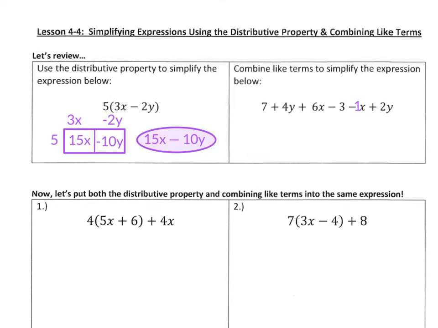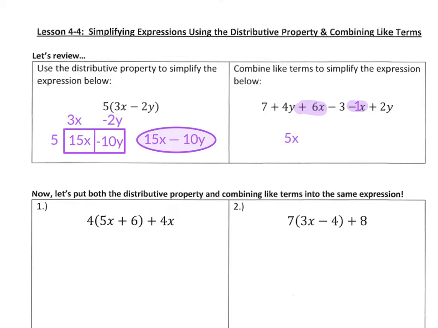There's no exponents. So I'm looking for my variables. X comes before y, so I'm going to start by highlighting my x variables, remembering my sign. So I have a positive 6x here, and I have a minus 1x. 6 minus 1 gives me 5x.